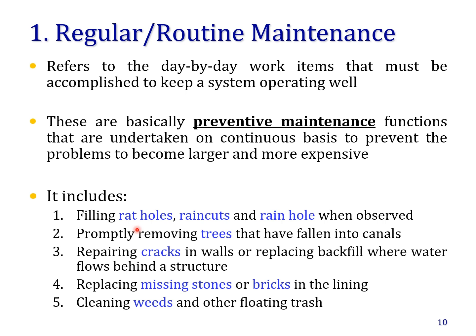Examples can be fixing of the rat holes, rain cuts when there is rain, and then rain cuts are formed in the soil of the embankment, or maybe the cross section of the canal. If there are any rain holes, we want to fill them. Then if there is any tree which has fallen in the canal, we want to remove it. Repairing the crack in the wall or replacing backfill when the water flows behind the structure. Structure can be a regulator, an outlet, or a structure at the fall in the canal.